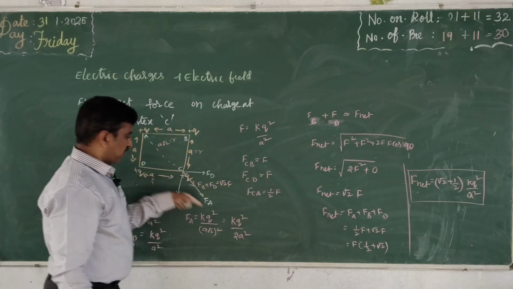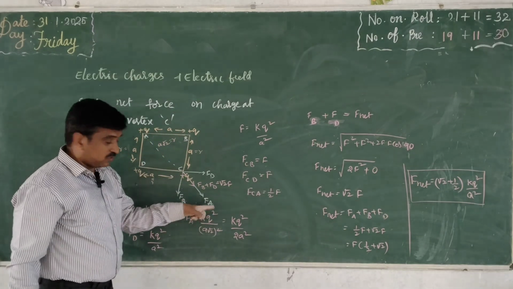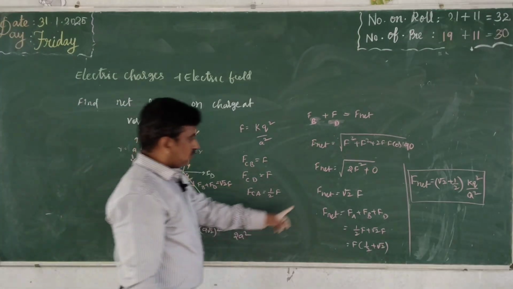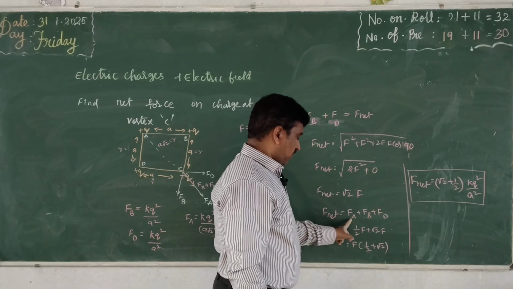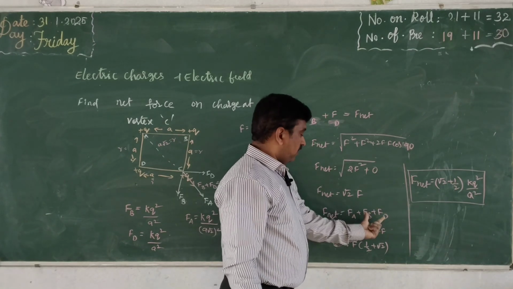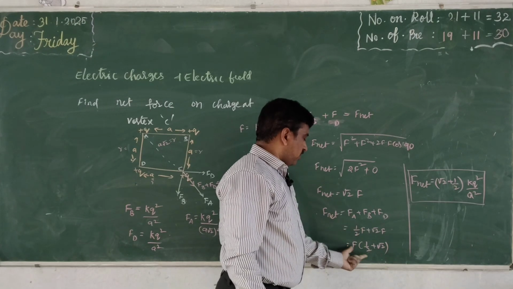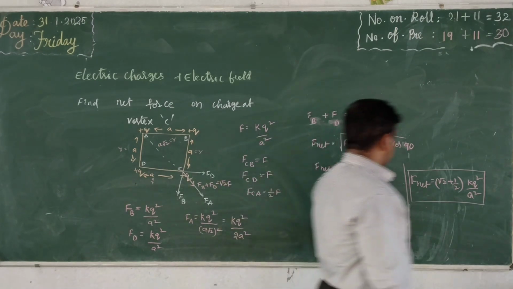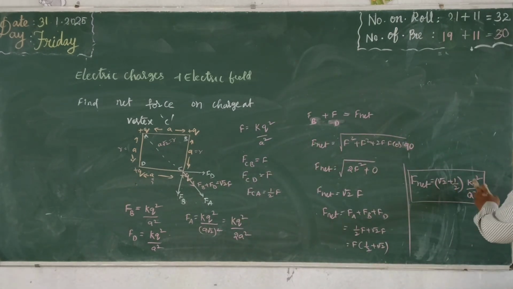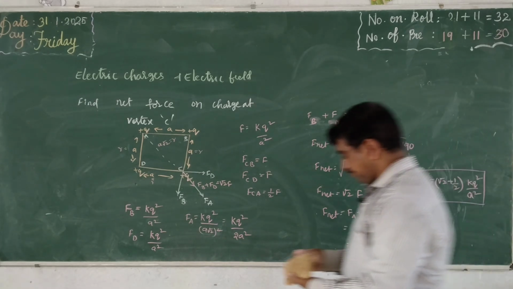So F_C and F_A are the same; this now will be in the same direction. So we can add these two directly. So F net means F_A plus F_B and F_D. Their sum is root 2 F. This is 1 by 2 F. So we can write F common, now 1 by 2 plus root 2. So we can write root 2 plus 1 by 2, kq square by a square.